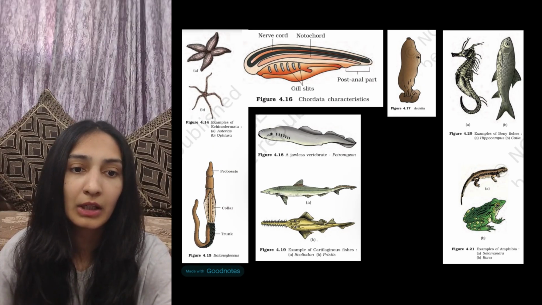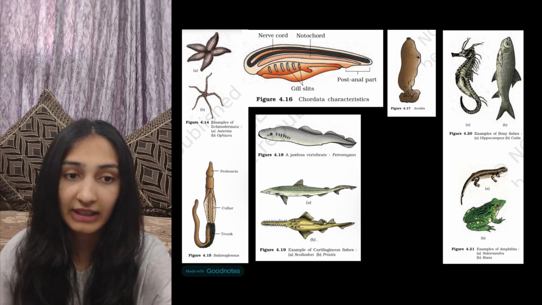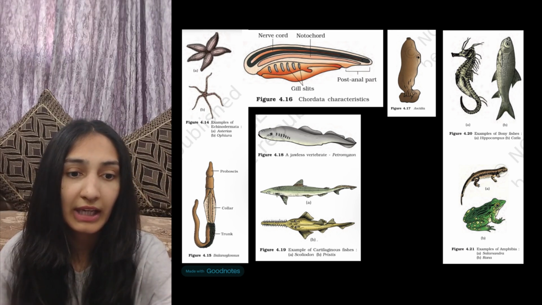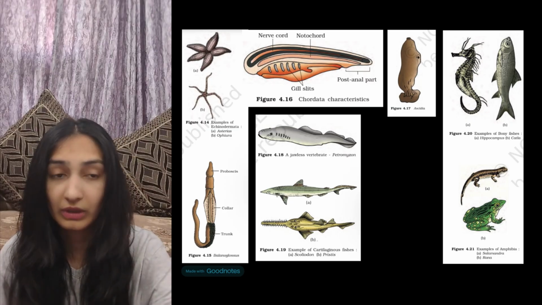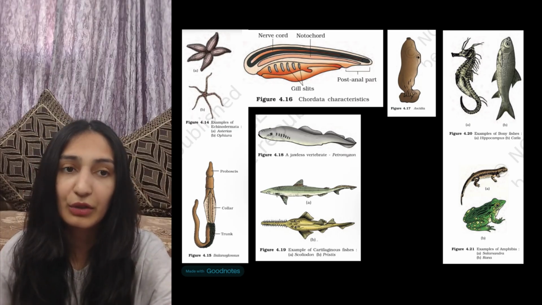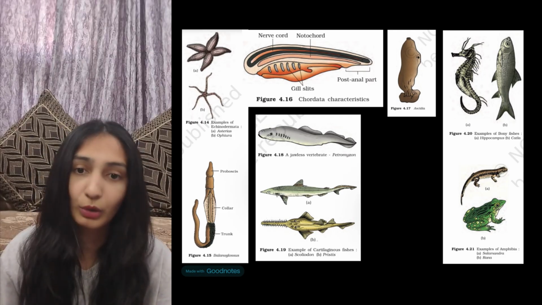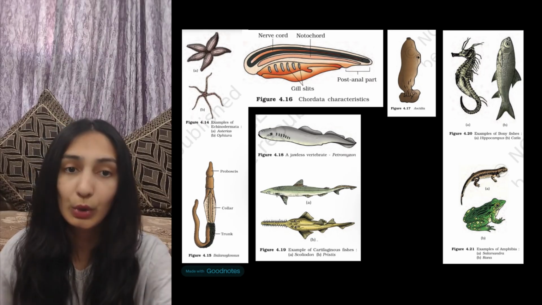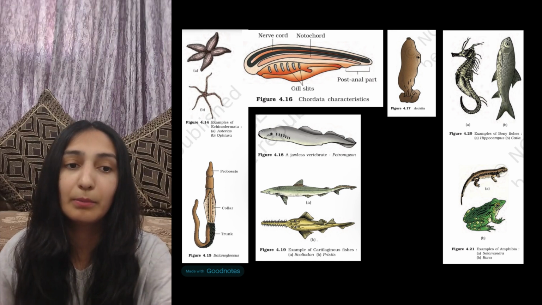Next, if you look at figure 4.14, we have examples of Echinodermata, that is A is Asterias and B is Ophiura. If you look at figure 4.15, that is Balanoglossus. Now, the three main labels that you have to learn are proboscis, collar and trunk. 4.16 depicts chordata characteristics. Now, as you all know, chordata is the one which has a notochord. So the first labeling that is very important is notochord, then is the nerve cord, then are the gill slits, and then is the post-anal part.